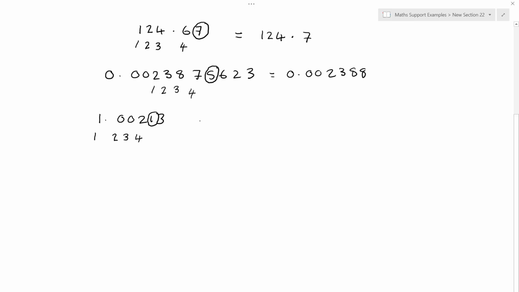So my 1.00213 can be written as 1.002 to 4 significant values.